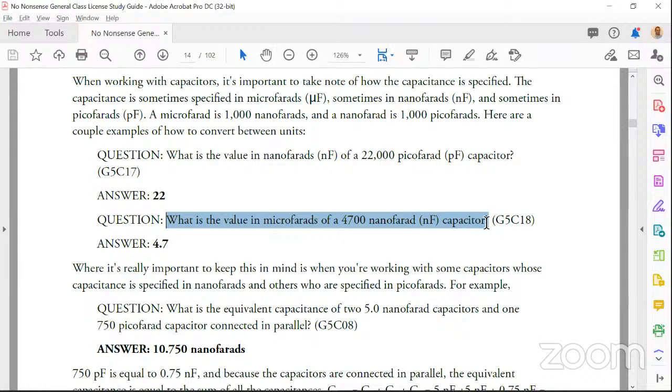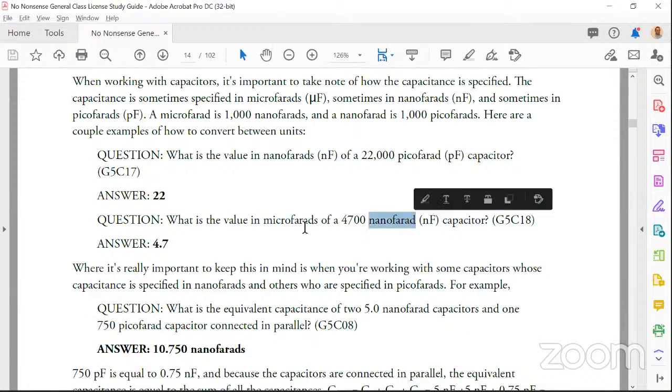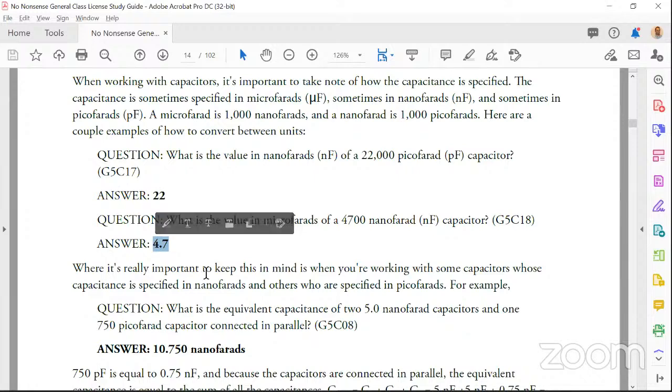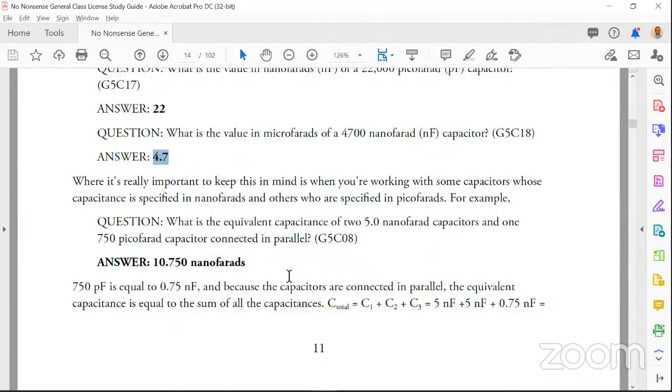Similar question. Next one. What is the value in microfarads of a 4,700 nanofarad capacitor? Again, this is another conversion. We are converting from nanofarad to microfarad. And as we learned last class, we divide by 1,000 to convert up. So therefore, the answer was 4.7 microfarads. Next question in the question pool. What is the equivalent capacitance of 2 5.0 nanofarad capacitors and 1 750 picofarad capacitor connected in parallel?